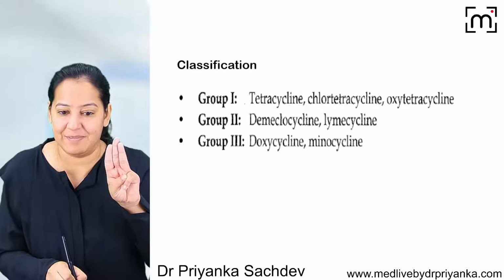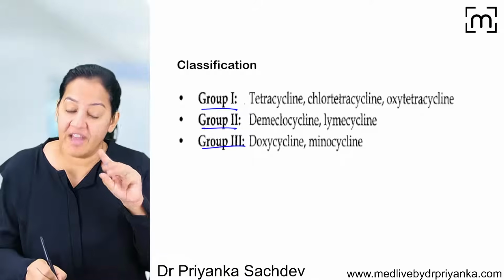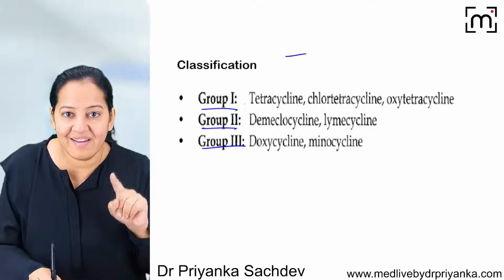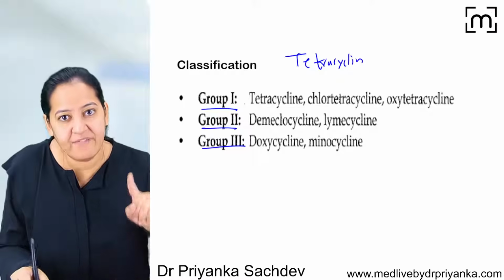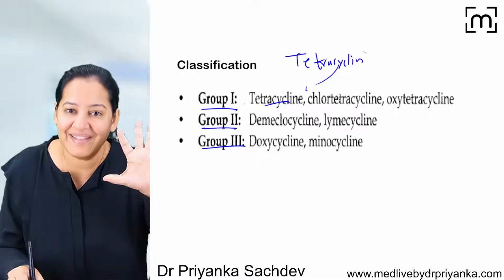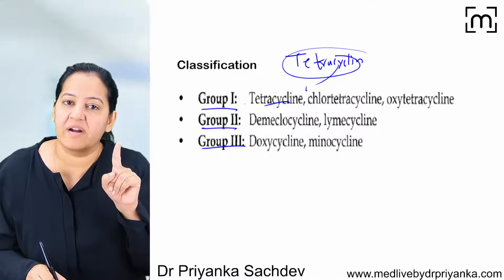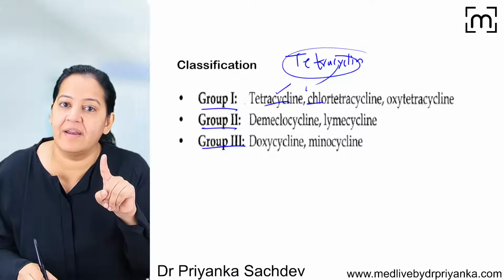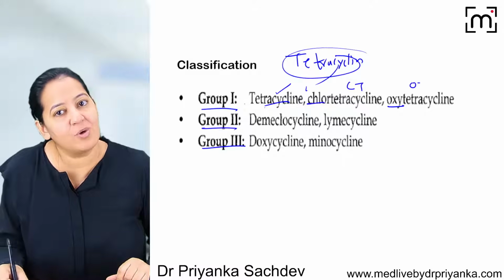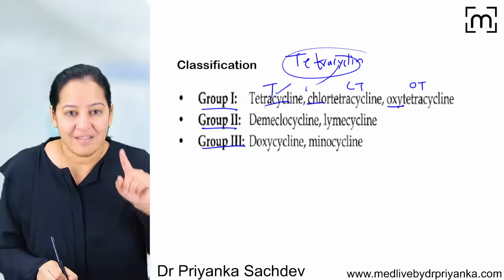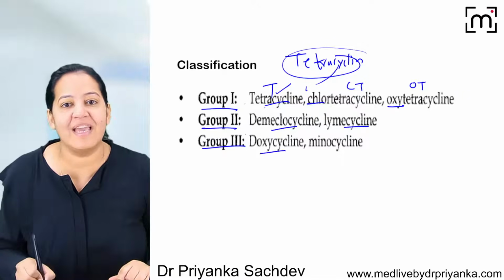Tetracyclines are divided into 3 groups: Group 1, Group 2, Group 3. In Group 1, we have 3 tetracyclines. Tetracycline is the class, a category, inside which there is also a drug known as tetracycline. So Group 1 contains tetracycline, chlortetracycline and oxytetracycline. One is simple tetracycline, one is chlortetracycline, one is oxytetracycline. Group 2 contains demeclocycline and lymecycline. And Group 3 contains doxy and mino.